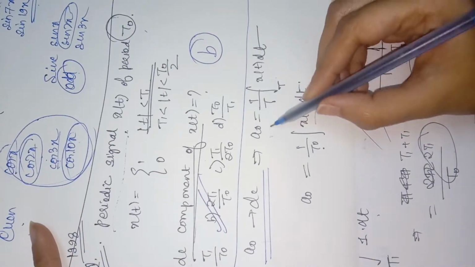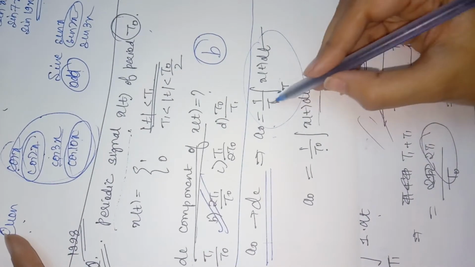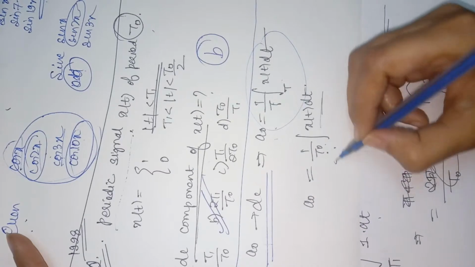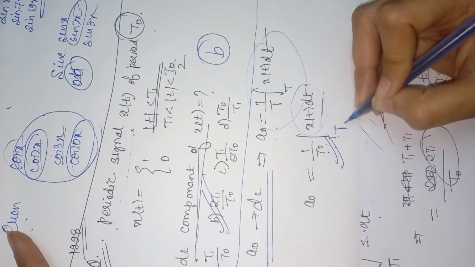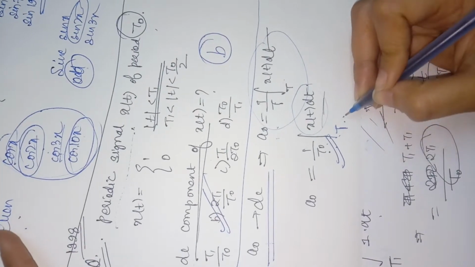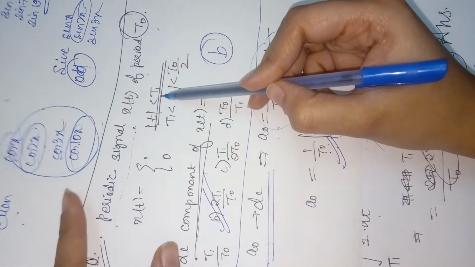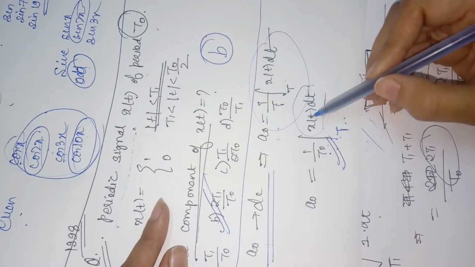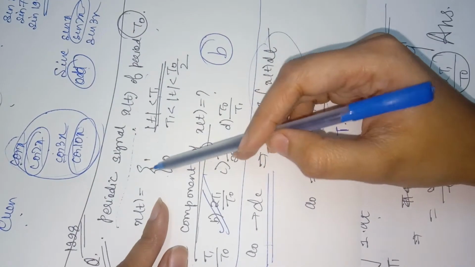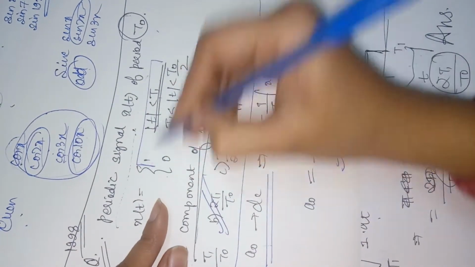What is the definition of A naught? This is fine. Now T is t naught, so I put T as t naught. This is also fine. Now this integral I have to solve. What is the time period? That is what I have to check from here. The zero value of the signal doesn't matter because x of t would be 0, and 0 into dt is 0. So the only thing that matters is the nonzero part.